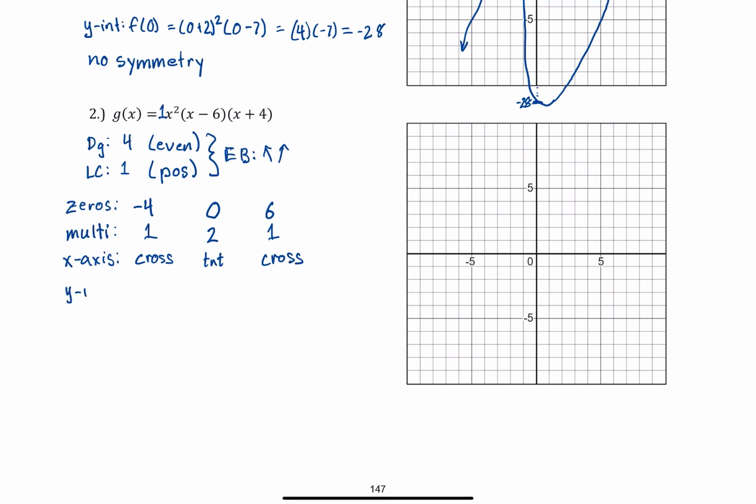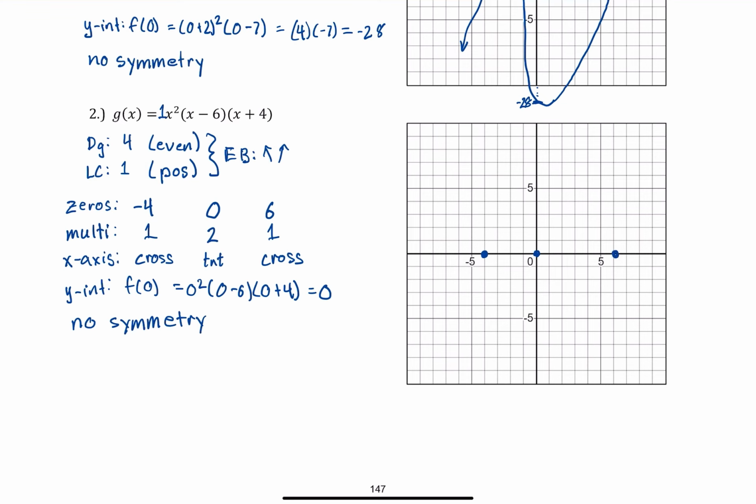The y-intercept here is going to be, well, let's plug in 0, and we'll have 0 squared times 0 minus 6 times 0 plus 4, which is just going to be 0 because of that 0 in front. And again, like above, there's no symmetry. If you were to FOIL all of that out, you would have mixed exponents on the variable. So putting all this together, let's put our zeros first. That makes it easier to figure out where to put the end behavior. So negative 4, 0, and 6.